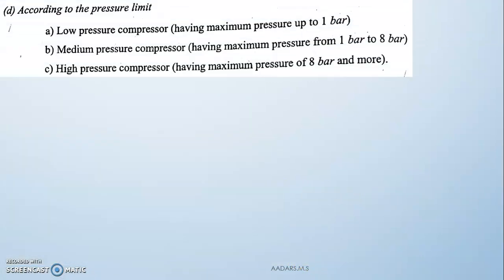The next classification is based on the pressure limit. We have three types of compressor based on the pressure limit. Up to 1 bar we call it a low pressure compressor, from 1 bar to 8 bar a medium pressure compressor, and more than 8 bar a high pressure compressor.